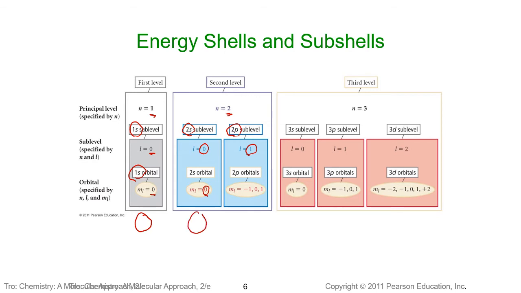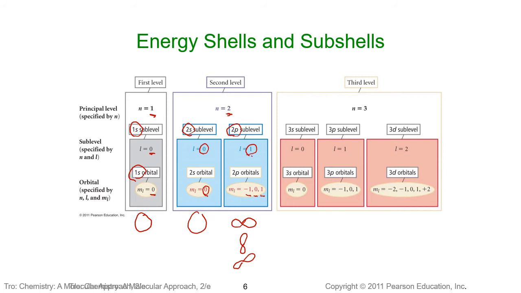Our p orbital, however, because our L value is 1, we can have 3 different m sub L numbers. We can have -1, 0, and 1. So this is related to the px, p along the x-axis, p along the y-axis, and also the p orbital along the z-axis. So 3 different orientations. This is why we can put more electrons into a p orbital.